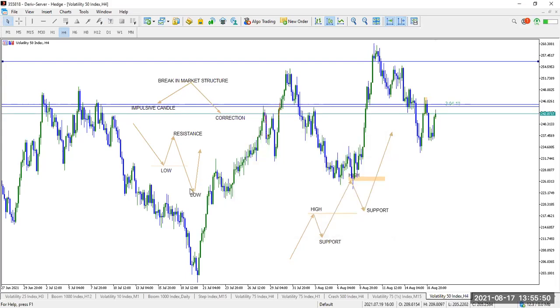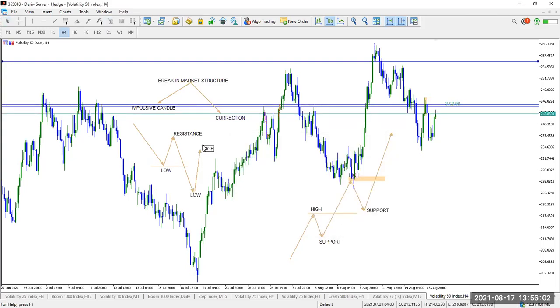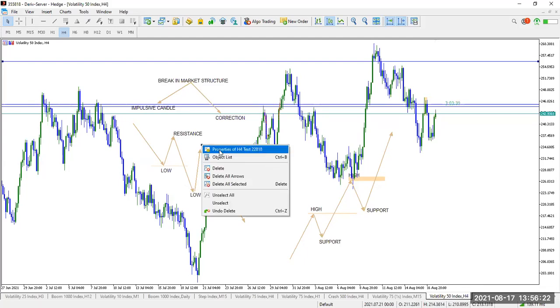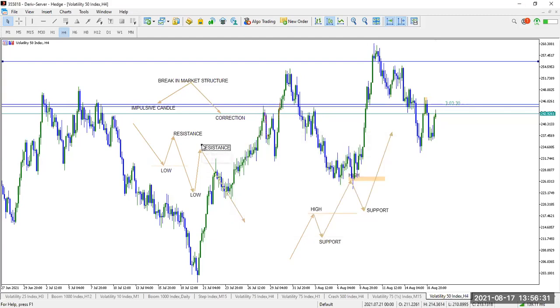From this low, if it gives us a new high too, and from this high the market breaks the low, like this, automatically we have gotten another resistance. All these are points of support and resistance in the market where we begin to check for a break in market structure, mapping out the resistance and the support in the market.